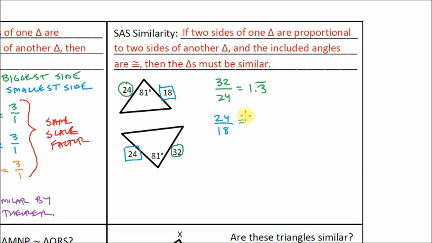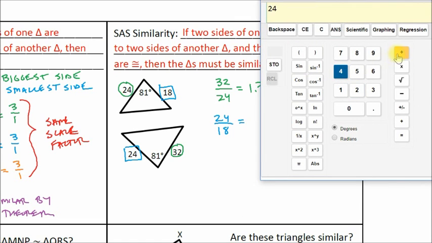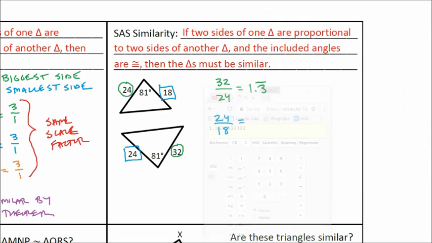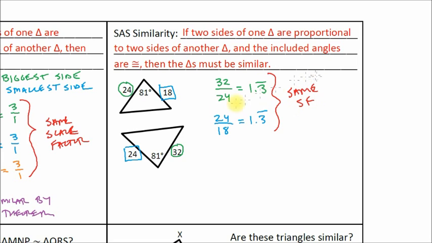Now it will work either way. I want to let you know. If you did 24 over 13, in fact, you know what? We'll check that in a moment. I'm going to show you guys that it doesn't matter which way you go. Let's do 24 divided by 18. And we got 1 with a repeating 3. That's also 1 with a repeating 3. And so now we can go ahead and say, hey, based on this, we've got same scale factor. Now we're not done because now we have to check the included angle.